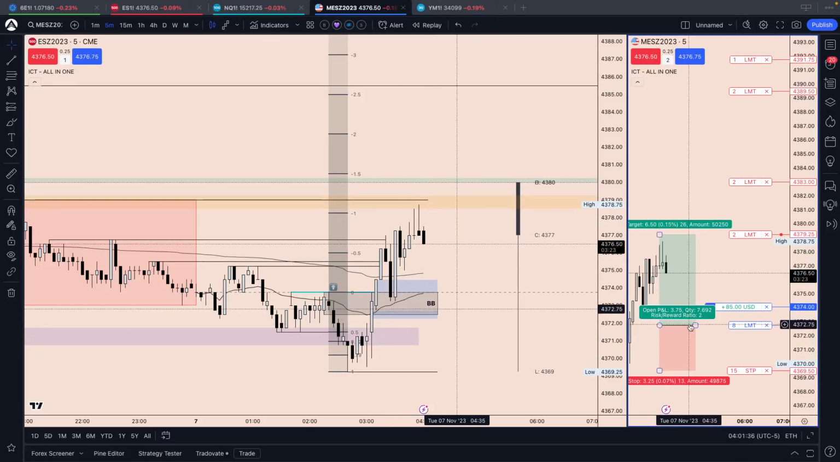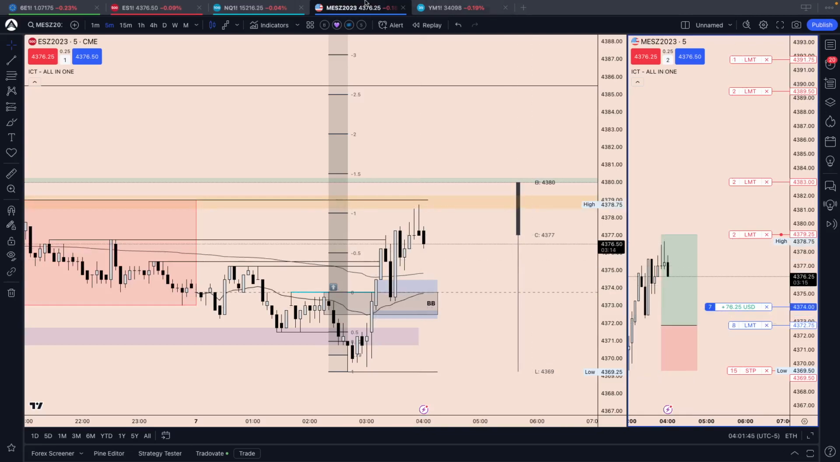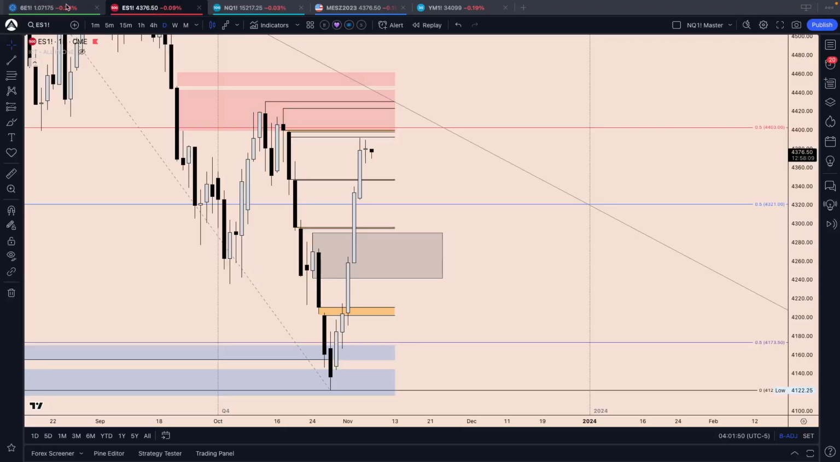I'm not going to move my stop loss to break even. Even if we get down to my limit order, to that lowest fair value gap, I'm going to enter. I don't care. It's either win or lose for me. We'll see.